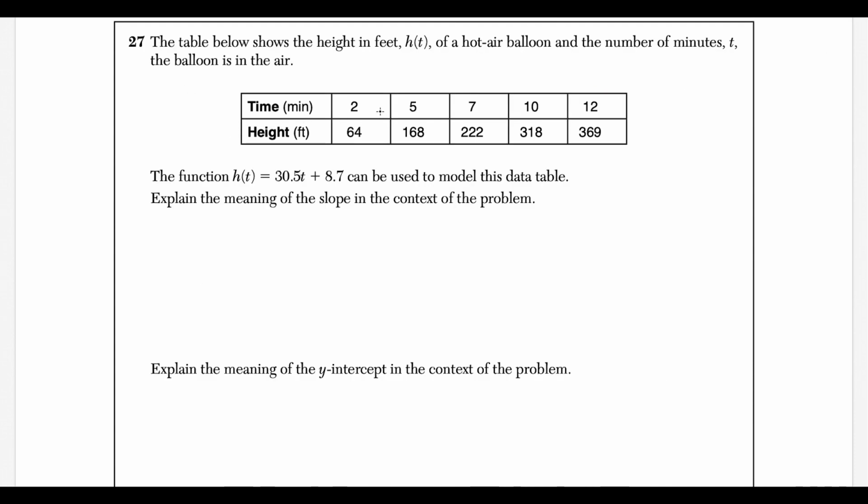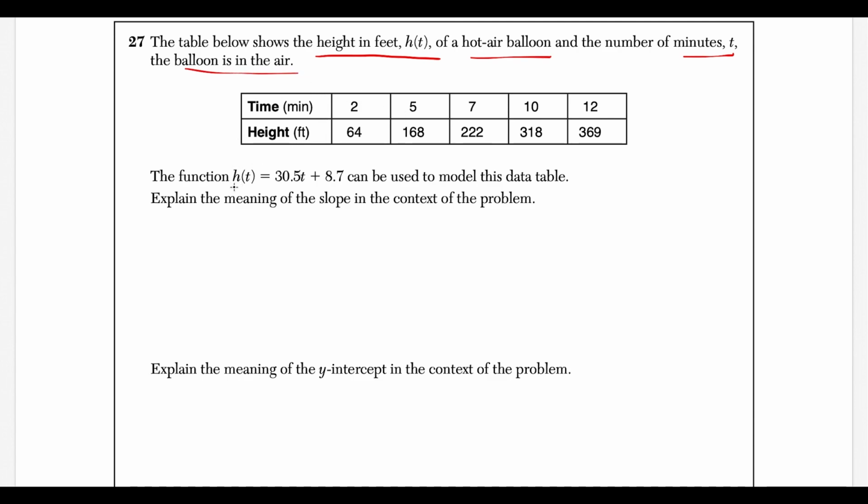Question 27 is all conceptual. We don't actually have to do any algebra. We just have to know what each term means. So what we have here is: the table below shows the height in feet of a hot air balloon, the number of minutes, t, the balloon is in the air. So this is just explaining what everything means.